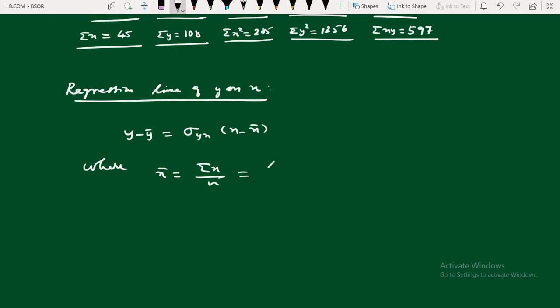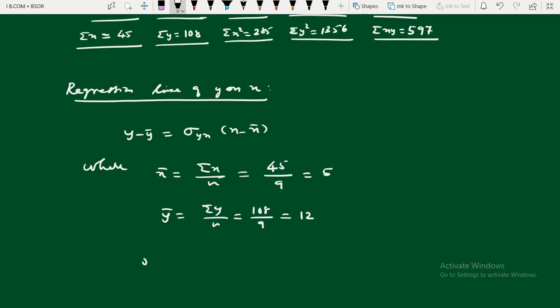Do you know what sigma x is? Summation x is 45, divided by n, the number of data. Total 9 data are given. So 45 by 9 is 5. This is x bar. Y bar equal to summation y by n. Summation y is 108 divided by 9, so y bar equal to 12. This is x bar and y bar.